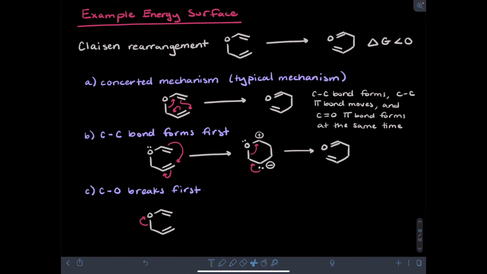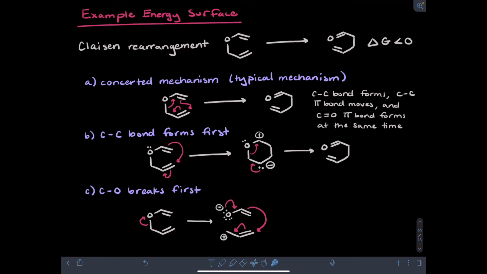And let's consider a third scenario. What if the carbon-oxygen bond broke first? Here I'm taking those electrons and bringing them to oxygen because it's more electronegative than carbon. This would give me two different molecules. On the bottom, I would have a carbocation, and on the top, I would have an O-.